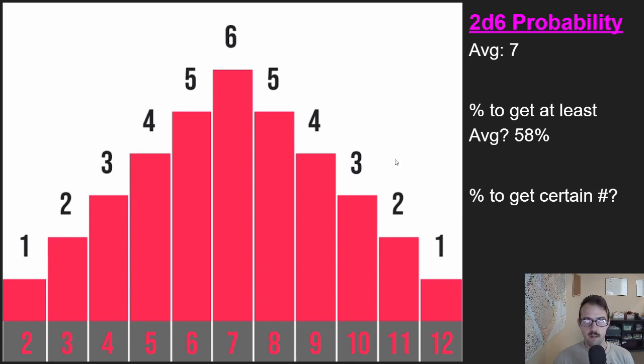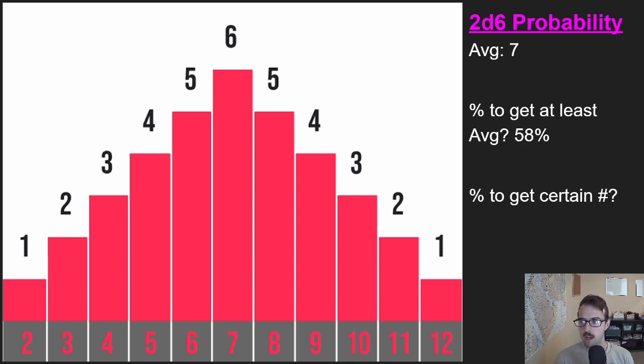One of the things you'll notice is that for the average, 7, we have 6 chances out of the 36 possibilities. So the average on 2d6 is 7, pretty clear, and probably most of us know that. But sometimes people don't understand that you actually have more than a 50% chance to get the average. Rolling a 7 or higher on 2d6 is actually a 58% chance.